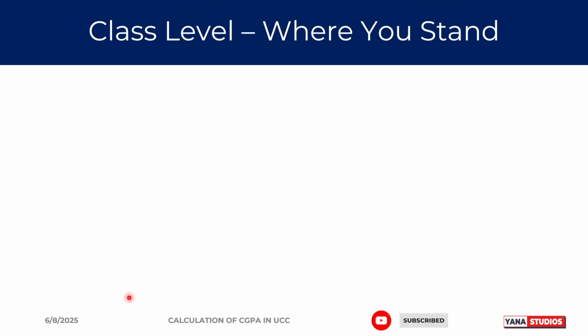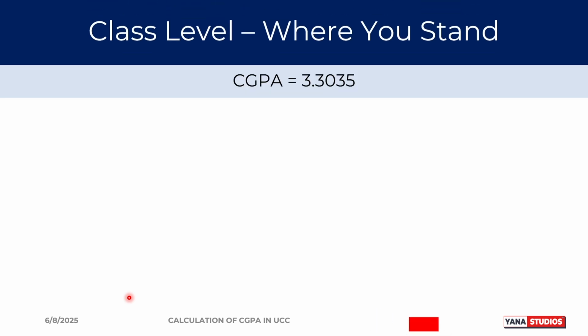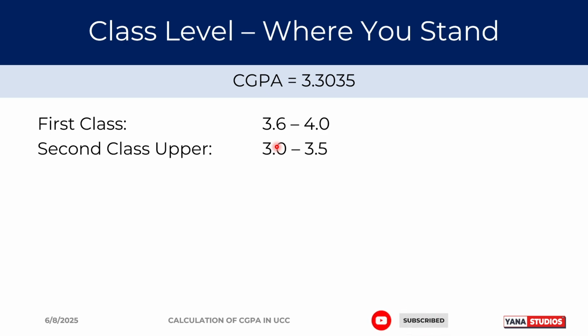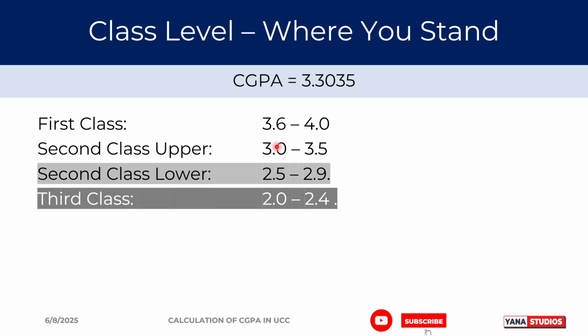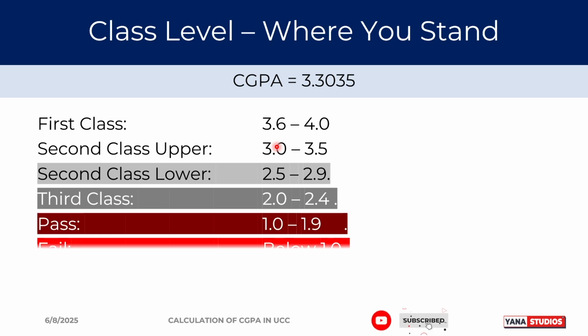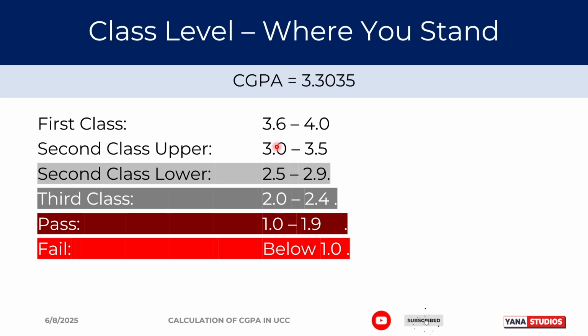That's your class level. So using the example we use throughout this guide, we will be using this CGPA here to find a class. Firstly, if you are within this range, that's 3.6 to 4.0, then you belong to the first class. And it follows from 3.0 to 3.5, you belong to the second class upper. Then second class lower starts from 2.5 to 2.9, and it continues from there to third class and the pass. You get anything below 1.0, you failed.